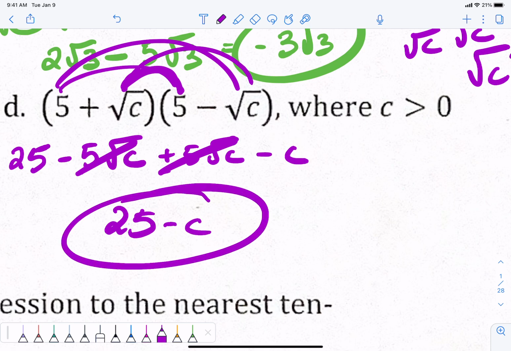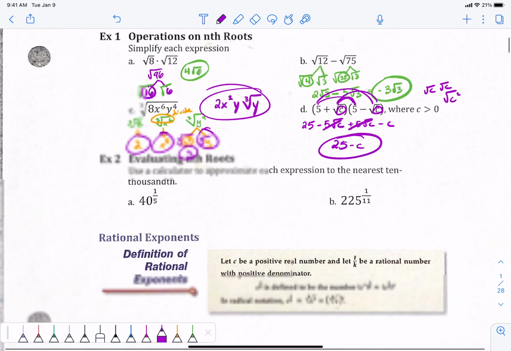Good? Happy with that? Why do they say where c is greater than 0? Because c can't be negative inside the square root. They're not trying to fool you with that. They're just trying to say you don't have imaginary numbers, so don't worry about the imaginaries. Make sense? Good? Okay, let's go down to this one.